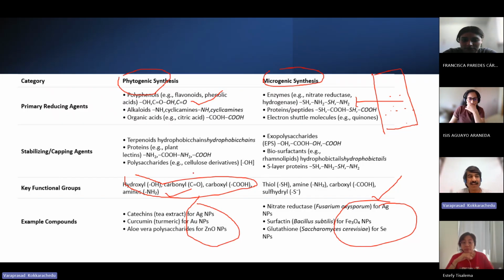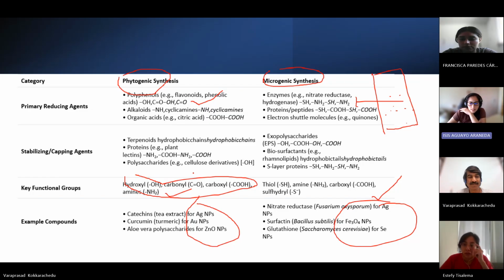Okay. Any questions? Yeah, go ahead. Are nanoparticles a state of fundamental elements or oxides? No, see, for example, carbonyl. This carbonyl group is not a nanoparticle, it's a functional group of the plant.